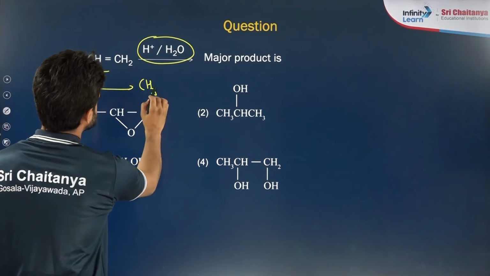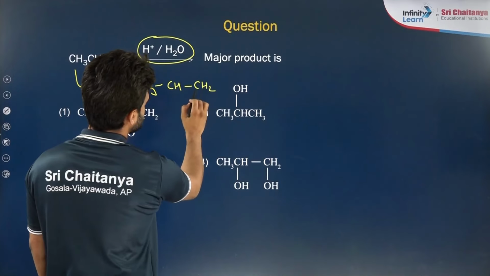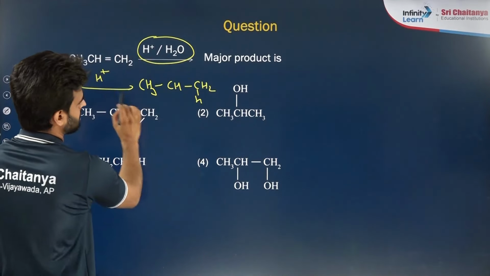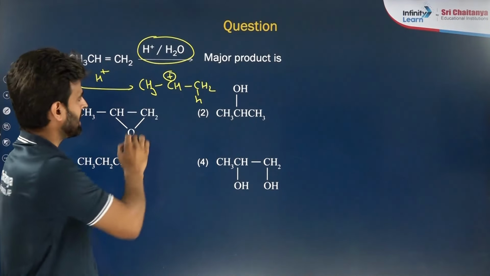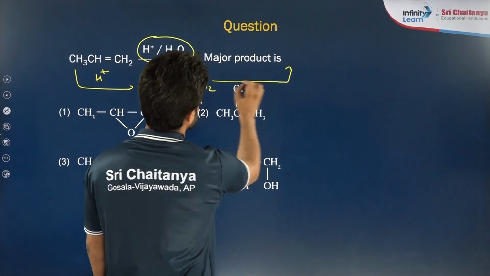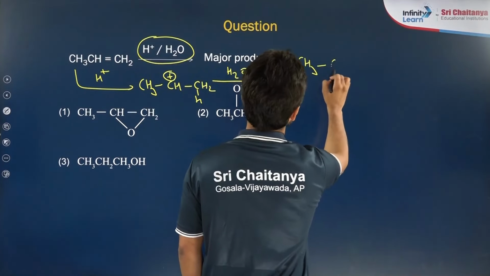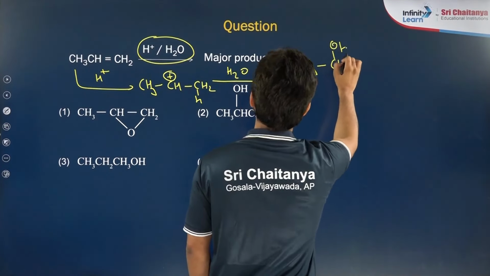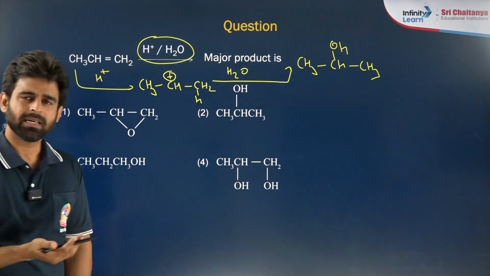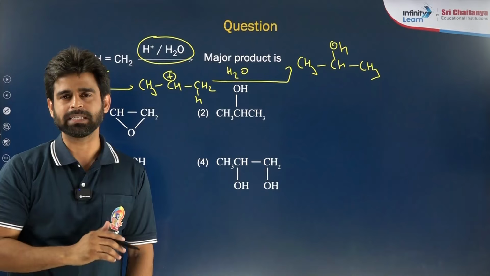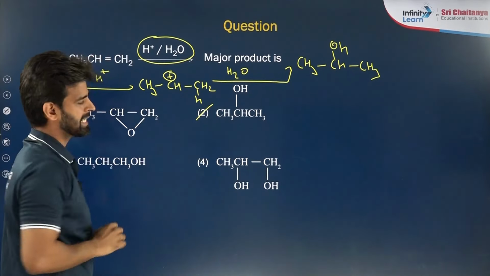It will be CH3, CH. Here we have CH2 and H will attack on this carbon so that we can have a more stable carbocation, right? And then water will attack and finally will give us our product. So it is CH3 here, CH. This will have OH and CH3. Or simply you can give your answer according to the Markovnikov rule of addition, right? So from here we are getting our second answer, right?